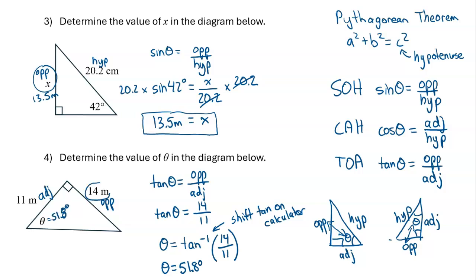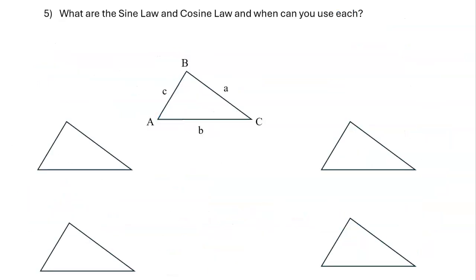And that should make sense because if the angle is bigger than 45, the opposite should be longer than the adjacent side. Now we're going to look at the sine and cosine law and when you can use each of these situations. This only applies if you do not have a 90-degree triangle. If you have a 90-degree triangle, by all means, go back and use SOH CAH TOA. Don't waste your time using these.